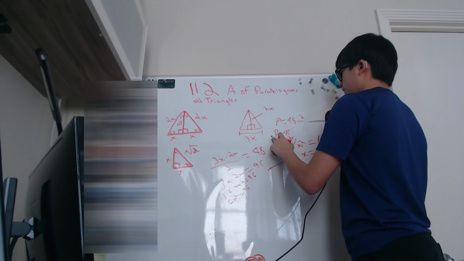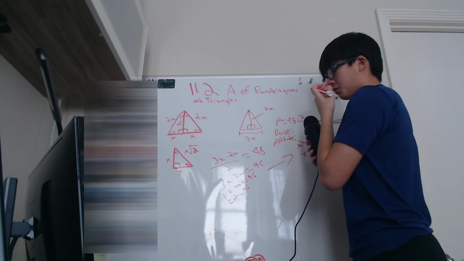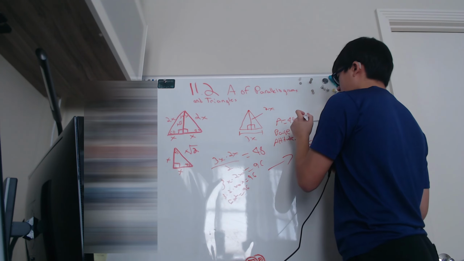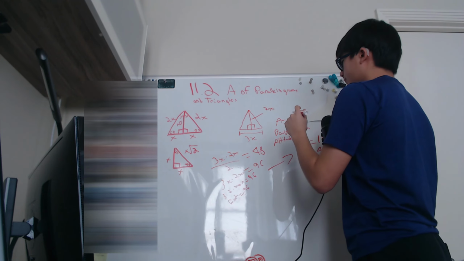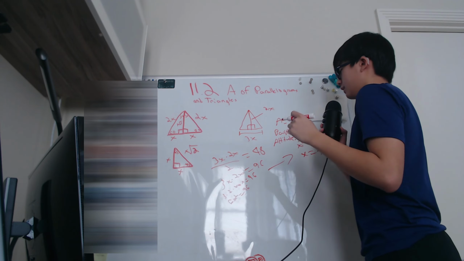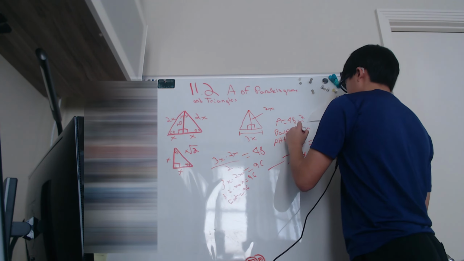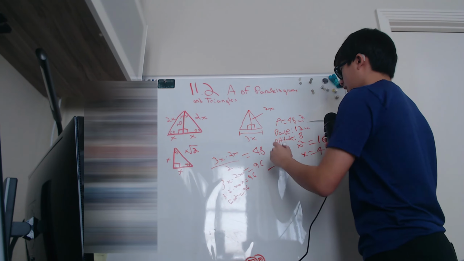So we know that the base is 3x, which means it's 3 times 4, or 12 units. And we know 2x is the altitude, or 2 times 4, which is 8. And that's the answer.